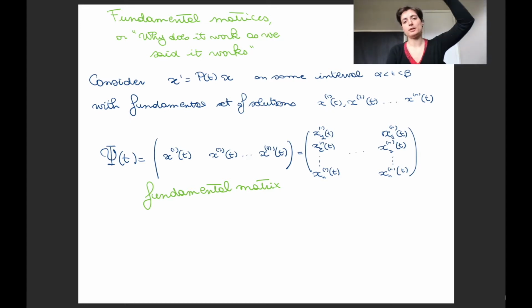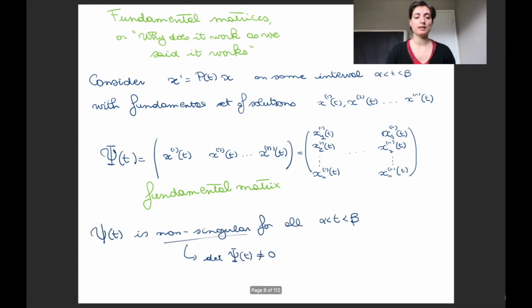The first column is one element of our fundamental set of solutions. The second column is a second element of our fundamental set of solutions, and so on. Notice how psi, for t in the interval of existence of the solutions, is not singular, because we have required x1, x2, down to xn, depending on time, to be linearly independent for every time. That means that all the columns of our matrix are linearly independent. That means that the determinant of our matrix is different than 0. That makes it non-singular. Non-singular means invertible.